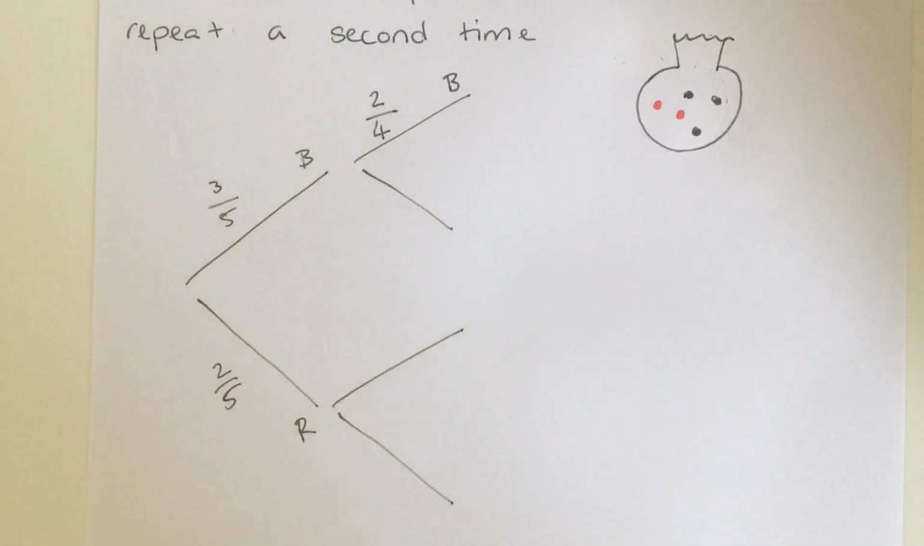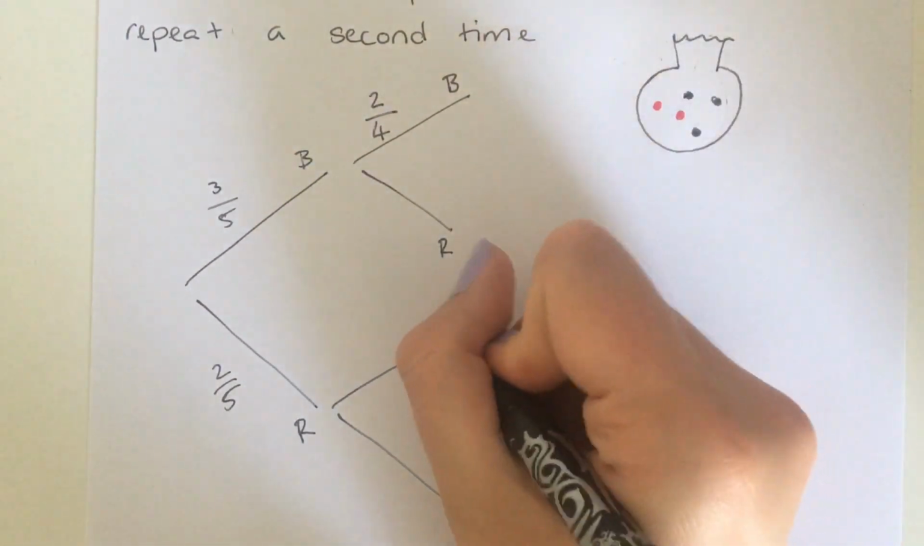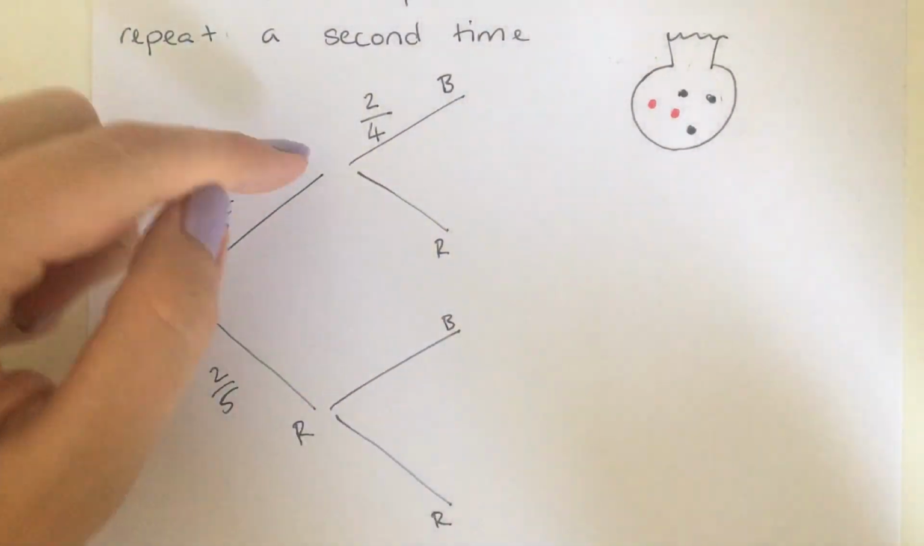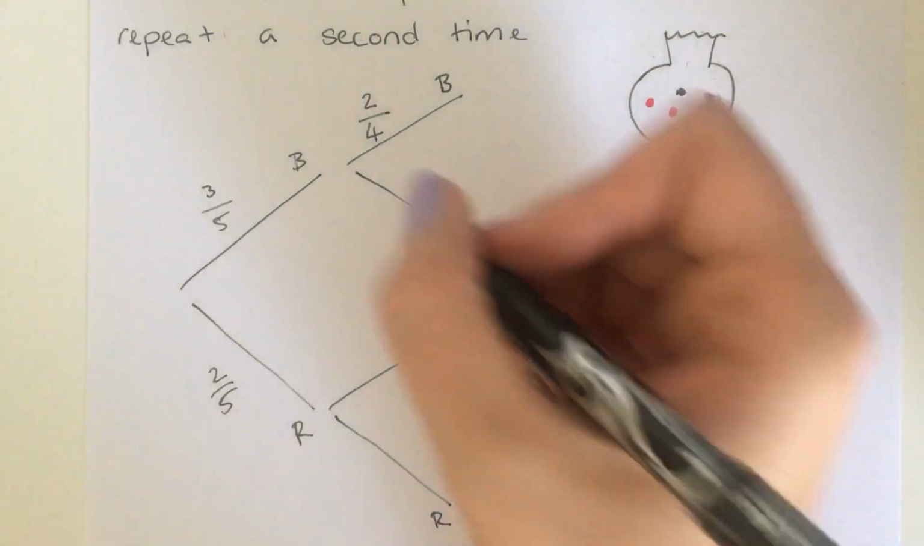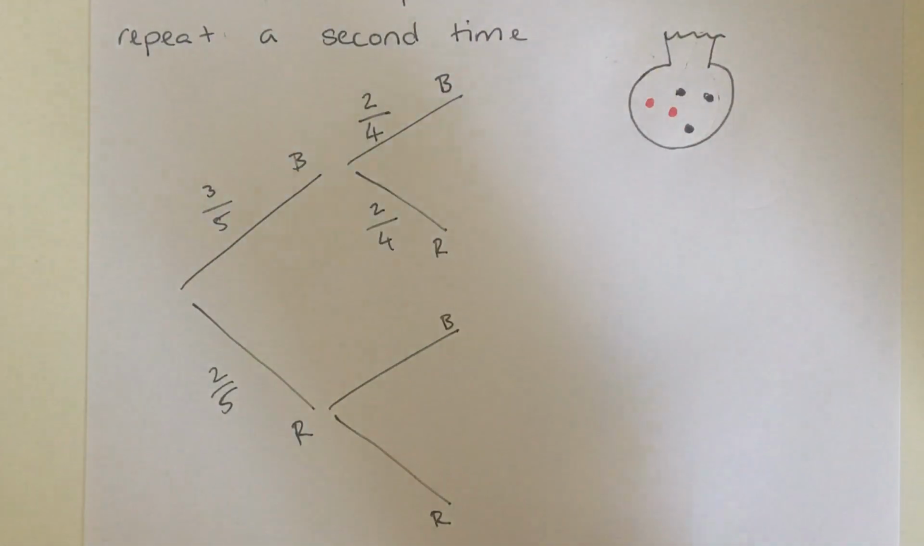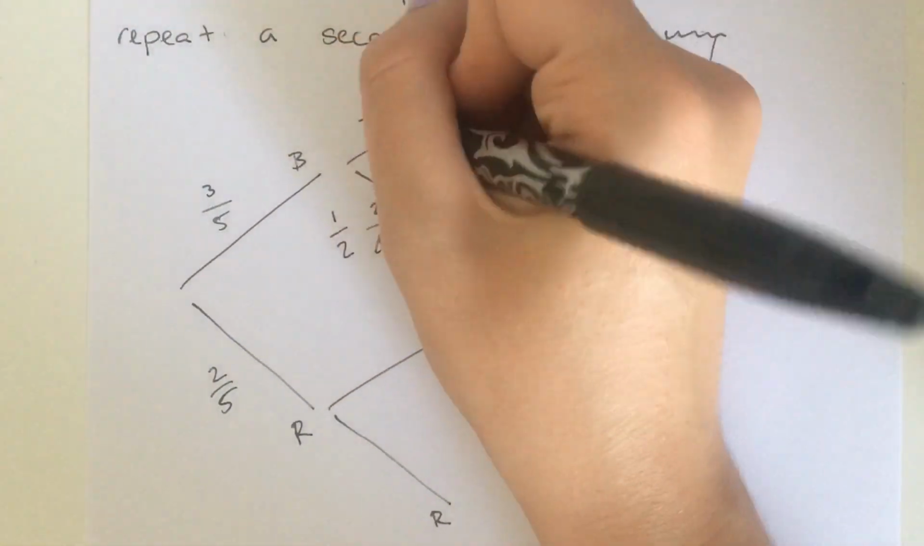See if you can pause the video here and fill in the rest of this tree diagram. Okay, hopefully you've had a go. So if you take a black counter on the first go, then you've got 1 less counter here, we've got 4. You've still got the same number of reds, so you should have 2 over 4. Or we could write this as 1 over 2.